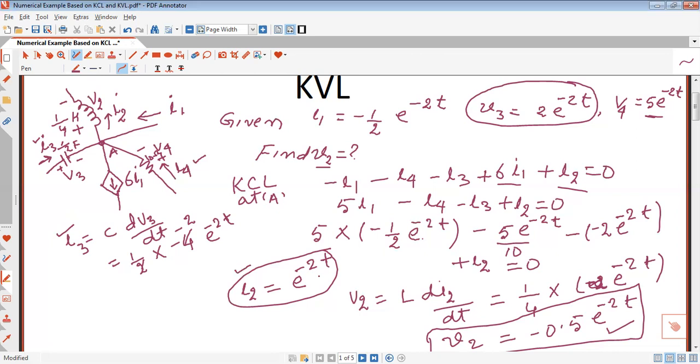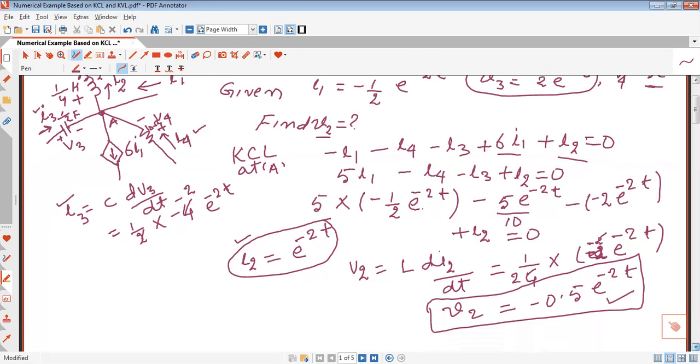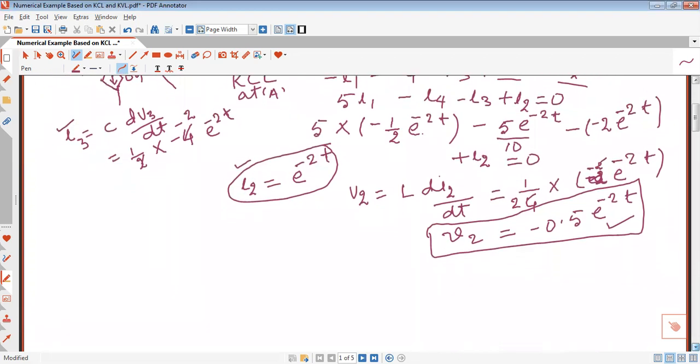So once we get the value of I2, we will get the voltage in the inductor, which is given here as V2. So V2 is L di2 by dt. L is given as 1 by 4 and we differentiate this I2 with respect to time. So minus 2 will come outside, so here it is minus 2 e to the power minus 2t. After solving this relation, we will get V2 equal to minus 0.5 e to the power minus 2t. So this is the value of voltage across the inductor using Kirchhoff current law.